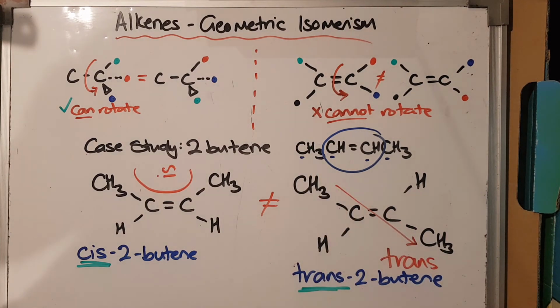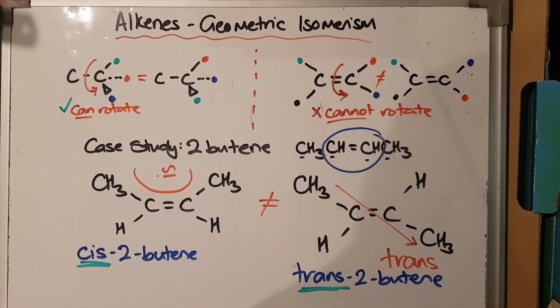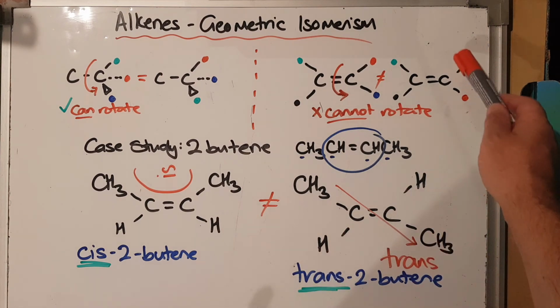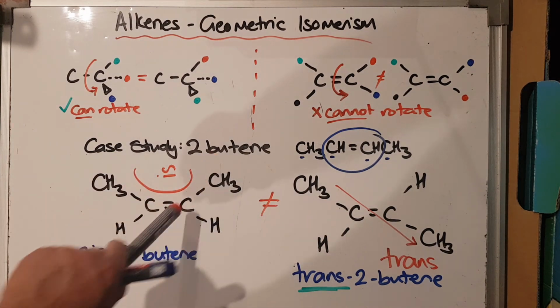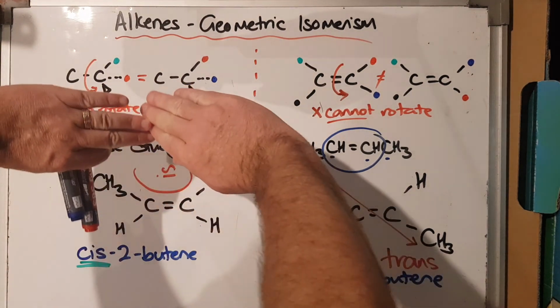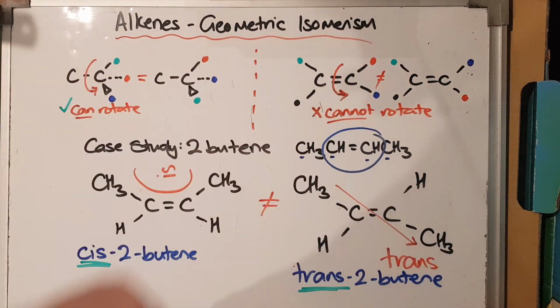So geometric isomerism occurs because there's no rotation around the carbon-carbon double bond, and because there's two things on each carbon, it means there is the possibility, because it doesn't always happen, for having cis, where the carbon chain is all on one side of the double bond, or trans, where it goes across the double bond.